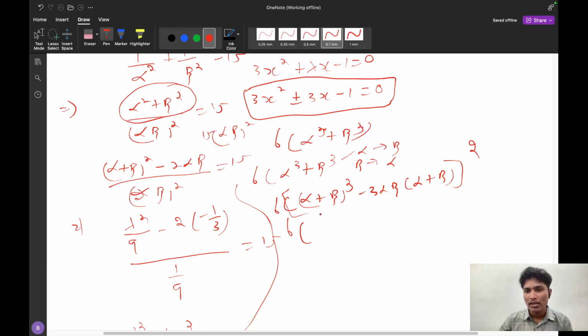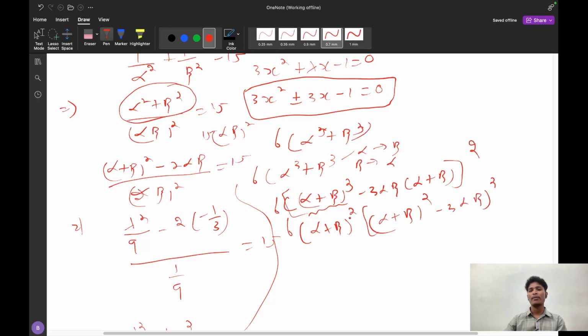Now, what if I take common alpha plus beta here? (Alpha plus beta) whole square into (alpha plus beta) whole square minus 3 alpha beta. Is this correct or wrong? Yes, it is correct, because from this equation I have taken alpha plus beta as common. So alpha plus beta I can take common, and there is a square here. That is the reason I have written square. So 6 into (alpha plus beta) whole square into ((alpha plus beta) whole square minus 3 alpha beta) whole square.